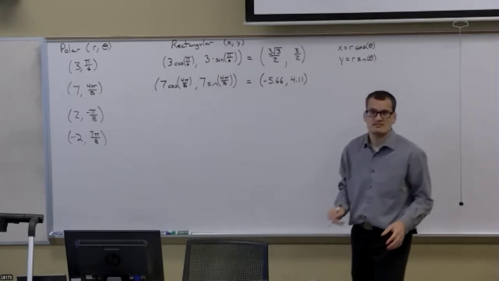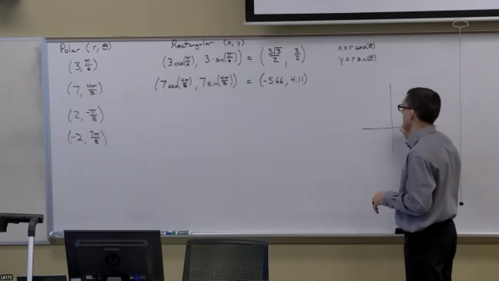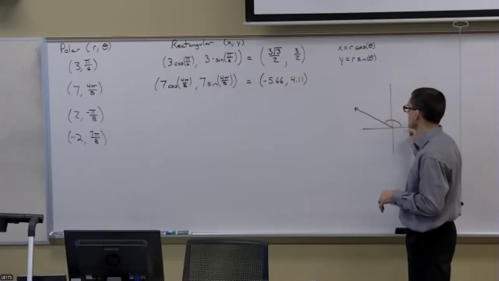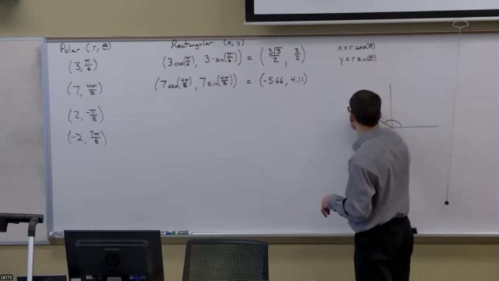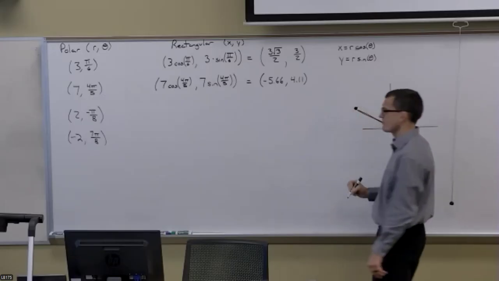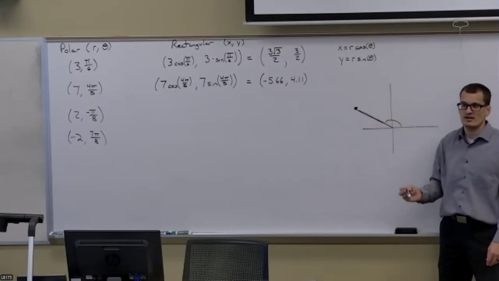By the way, this should all make sense in terms of locations. If you think about the angle 4 pi over 5, that's just a little bit under pi, so a little bit under 180 degrees. Does that make sense? Point in this direction, and we're pointing out 7 units in that direction, and we're going to get a point somewhere in that region. We're going to get a point in the second quadrant, is what I'm trying to get at. So it has a negative x value and a positive y value.